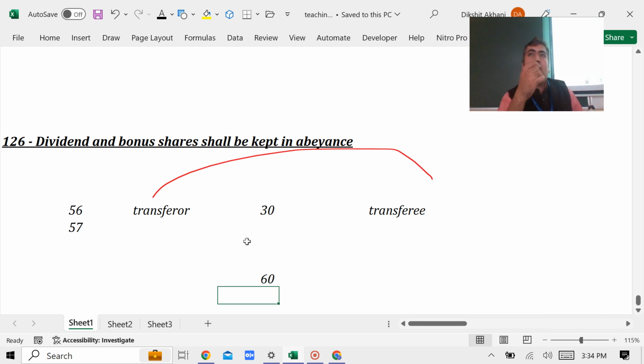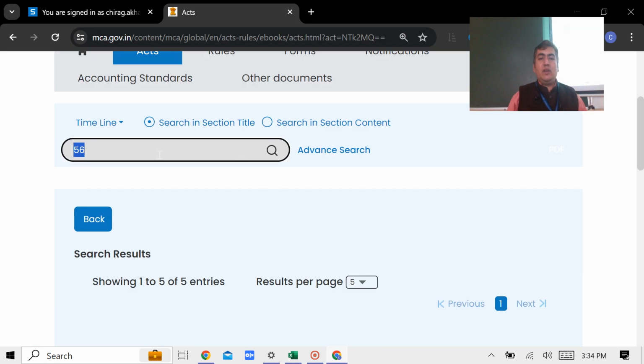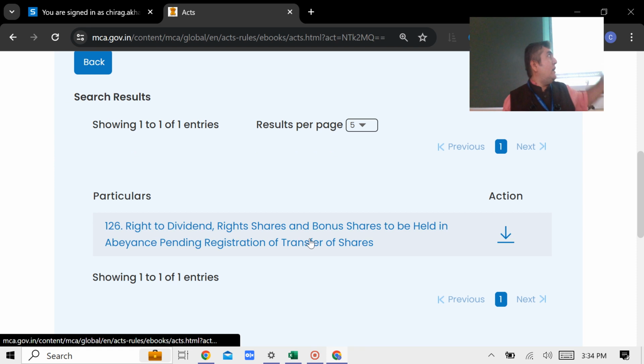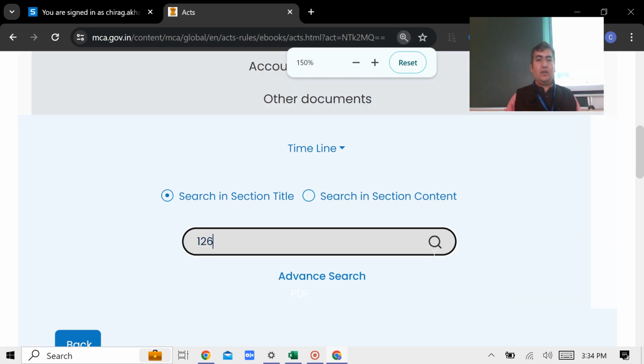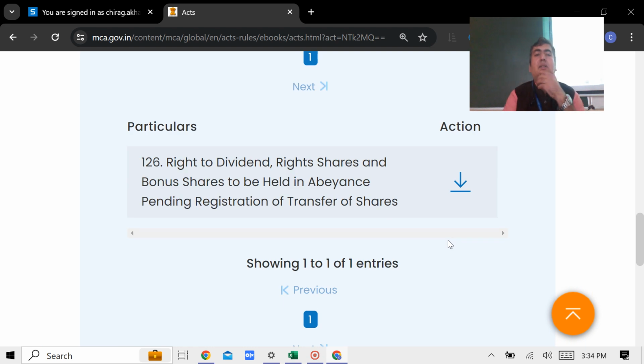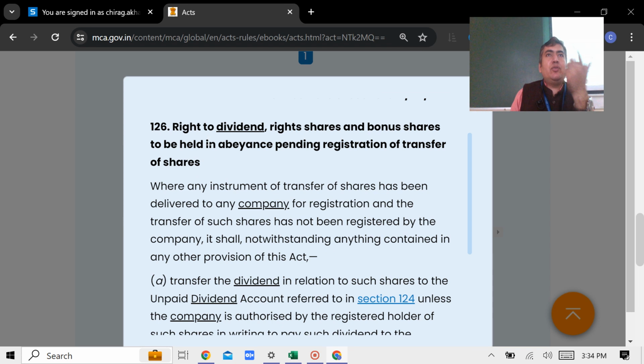So I want all of you to please read section 126 once. Read the whole of 126 once, children. What is written as the title here? Yes, read it. I want everyone to read it once. Right to dividend, right shares and bonus shares to be held in what? Abeyance. So guys, that's what the point is trying to say. Do you want me to read? Read it once fully from here.